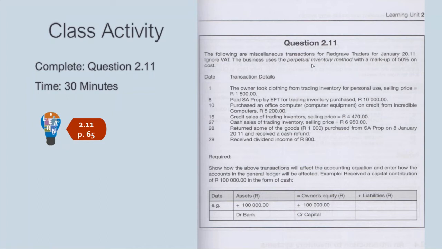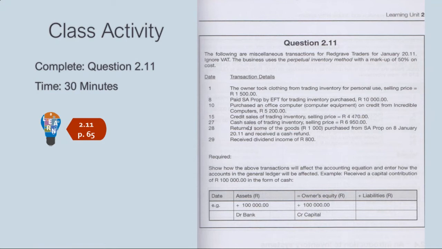Okay, now let's quickly do the markup on cost. Now remember we said markup percentage of 50%, that's your profit. When they say it's on cost, that means your cost percentage is going to be 100. Your markup percentage is 50, which means your sales price percentage is then 150. So it's the 100 plus the 50. Now that will be important when we do the sales transaction to work out the cost of sales.